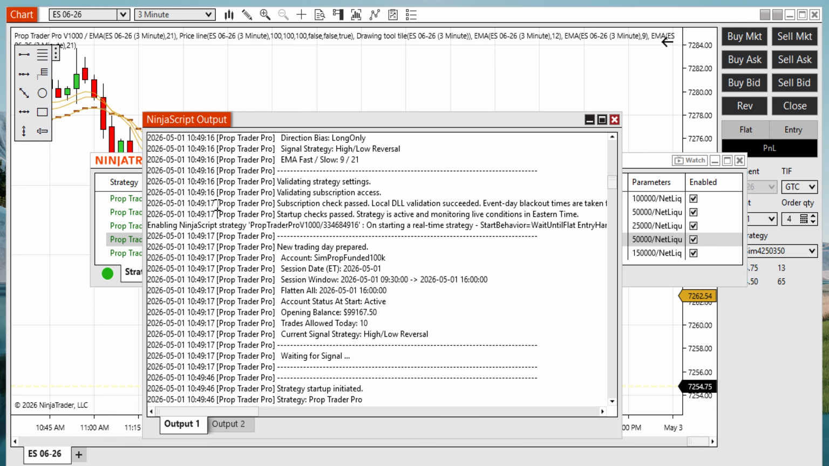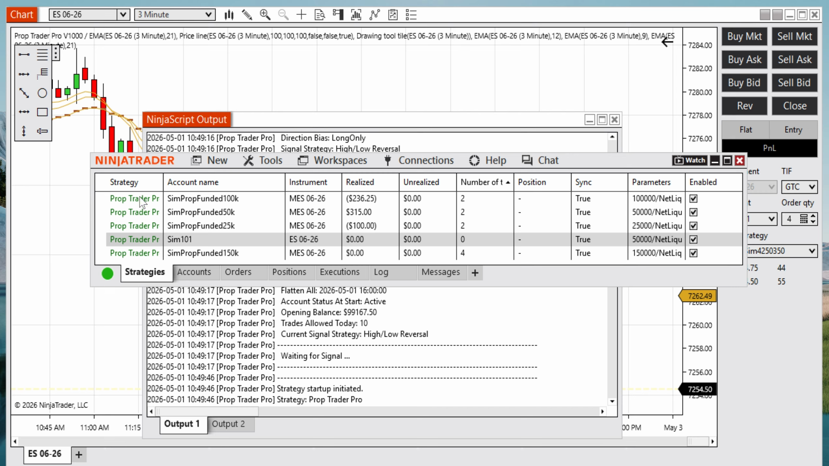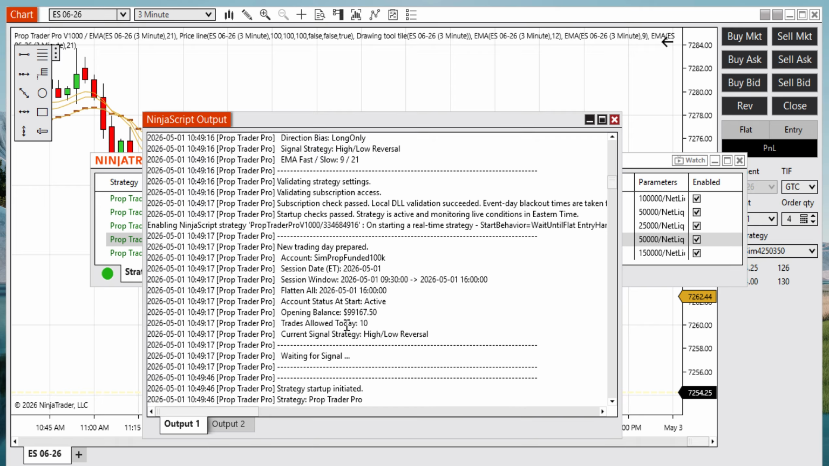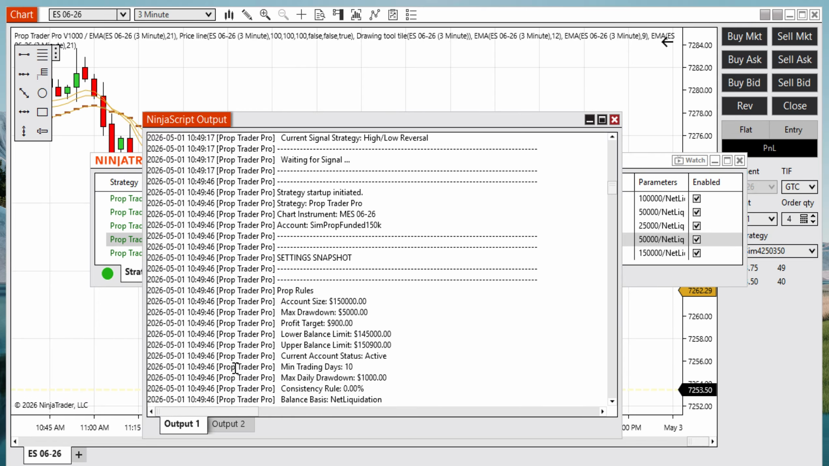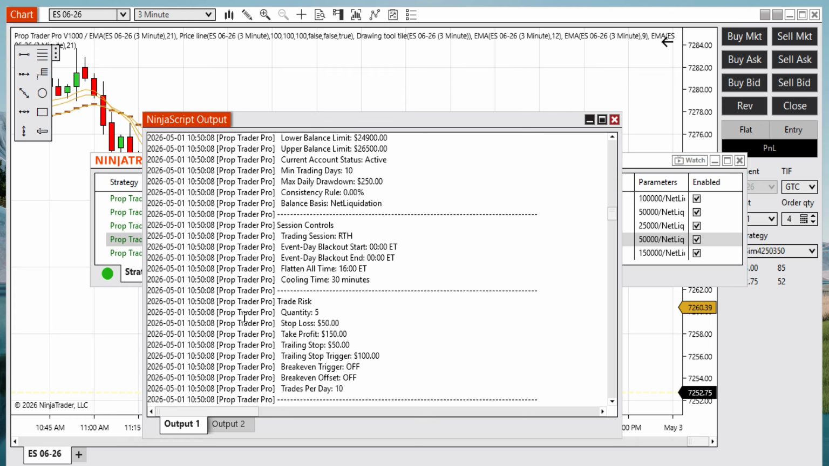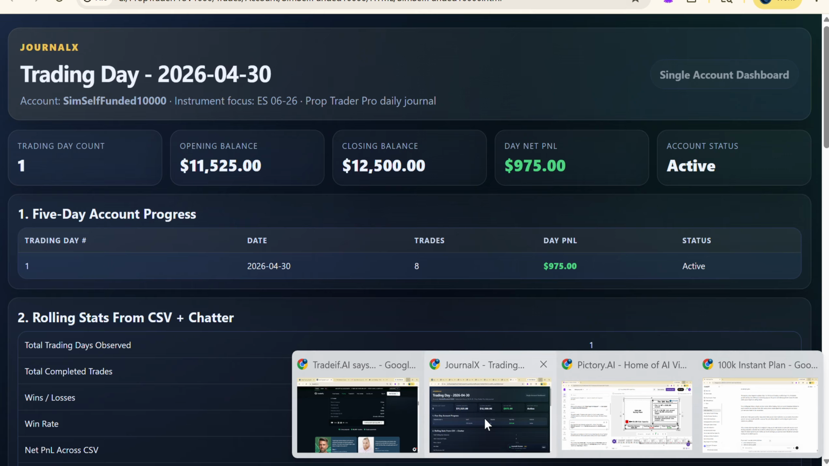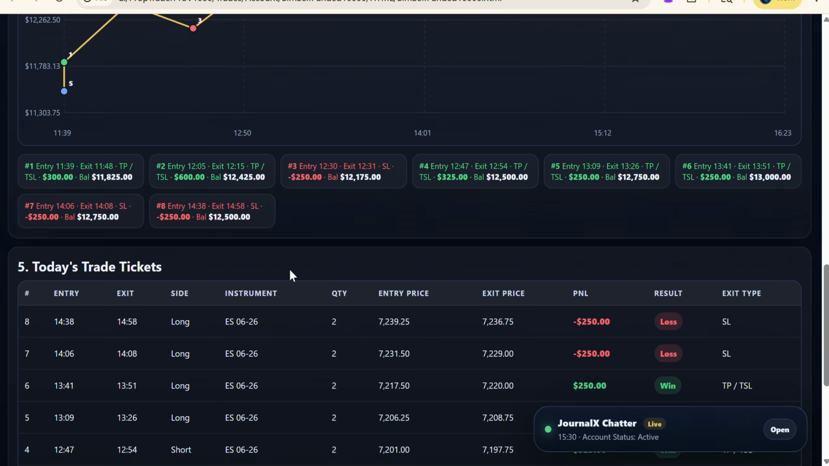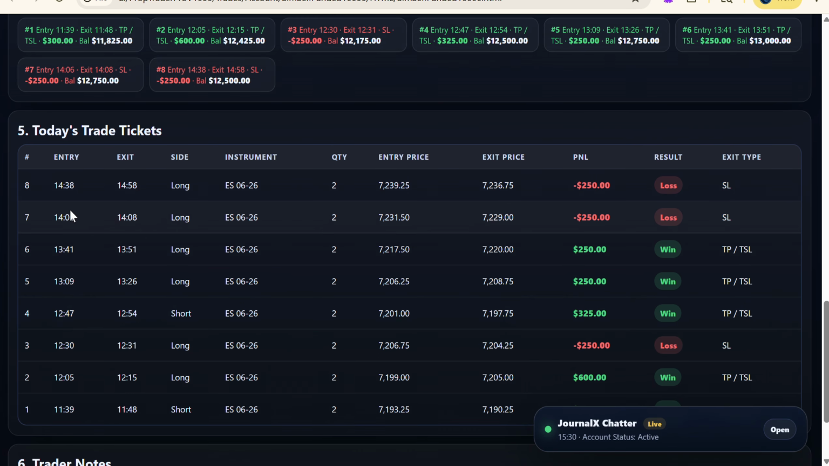Okay, so right now I have one, two, three, four, and five different accounts running, and since all of them are running on Prop Trader Pro, on the same strategy, all the NinjaTrader strategies that you loaded, the output will come here in the output window. So you can review it, and this will be your daily journal. Okay, this is a daily journal, but it also tracks all the trades.